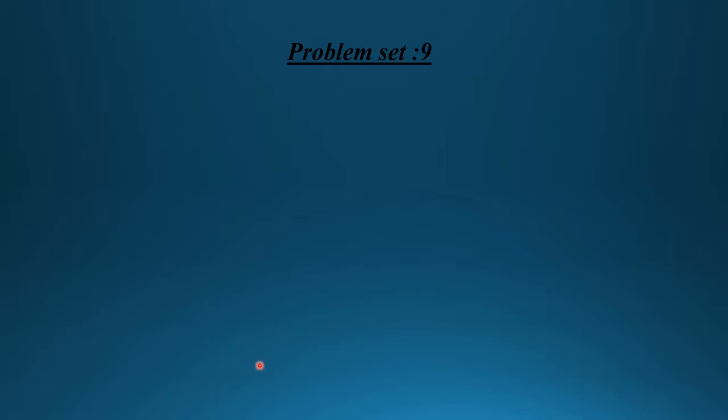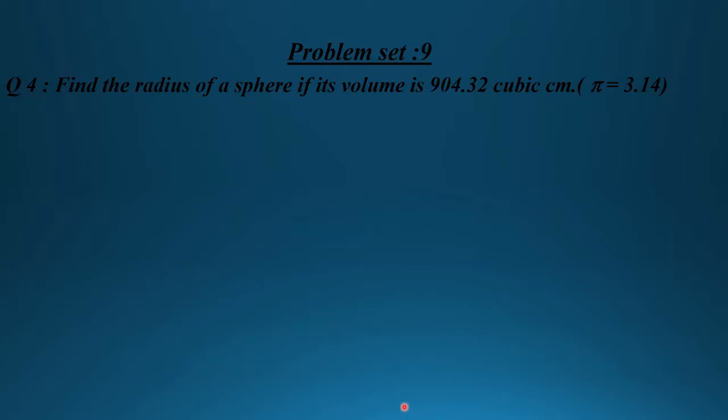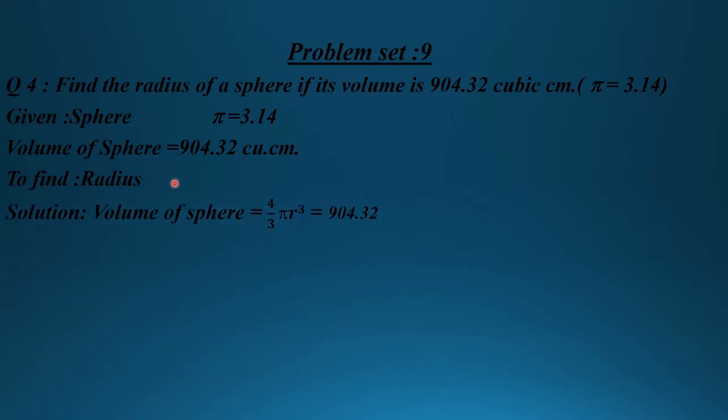Now we will be doing problem set 9, question number 4. Find the radius of a sphere if its volume is 904.32 cubic centimeter. Value of pi is equal to 3.14. Given is a sphere and pi is equal to 3.14. Volume of sphere is equal to 904.32 cubic centimeter. To find the radius of the sphere.